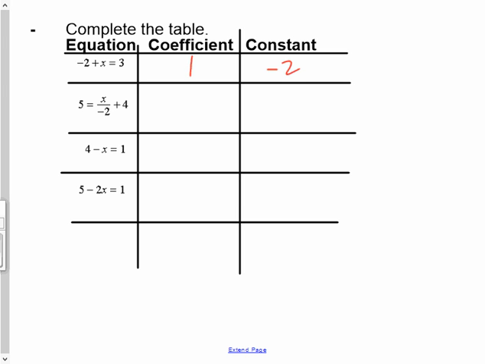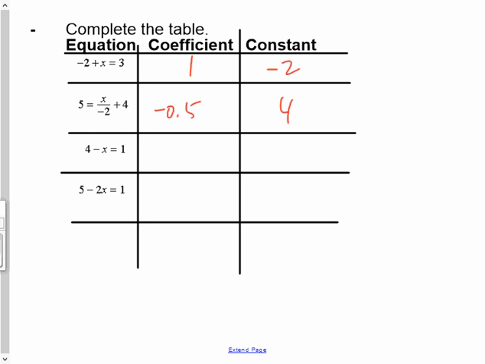Now, if anyone had anything wrong in this table, it's usually the very next question. What's the coefficient? How much x do you have? You have half of it, but you have a negative half. So your answer is negative 0.5 or negative 1 over 2. What is your constant? It's positive 4. It's the integer chips on the side of the variable.